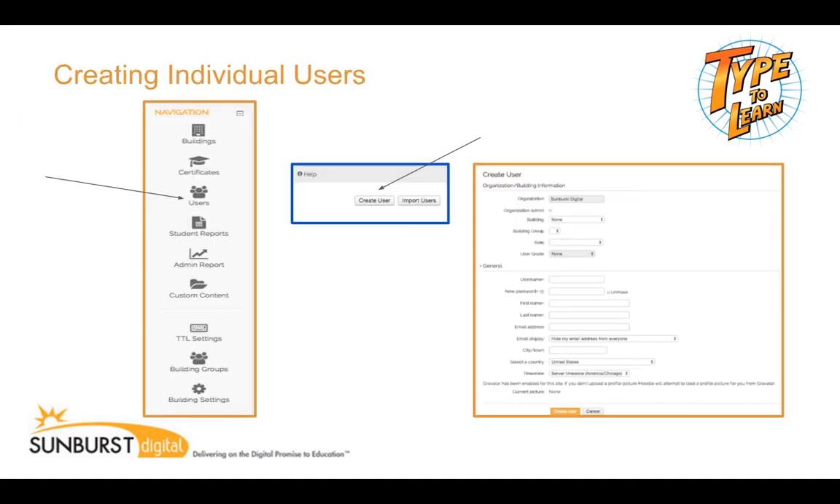From the home screen, to create an individual user, you will again go to the navigation bar and select Users. You will then click on the Create User button on the far right of the user view screen, and a Create User screen will show.